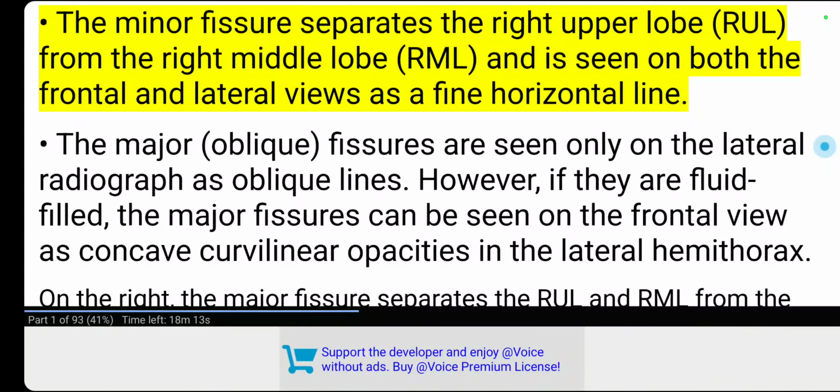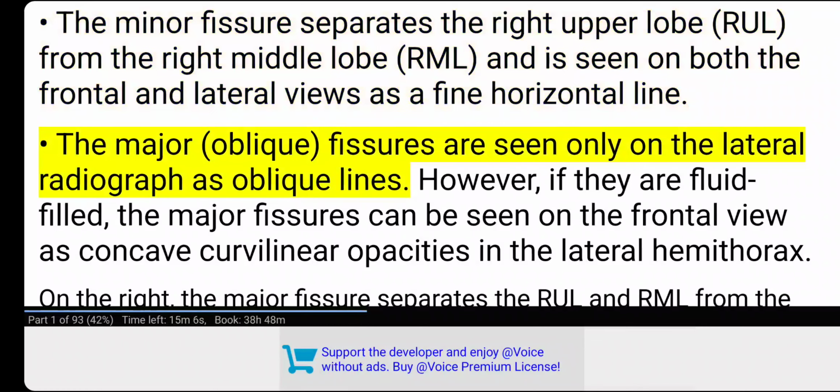Interlobar fissures. The minor fissure separates the right upper lobe (RUL) from the right middle lobe (RML), and is seen on both the frontal and lateral views as a fine horizontal line. The major oblique fissures are seen only on the lateral radiograph as oblique lines.